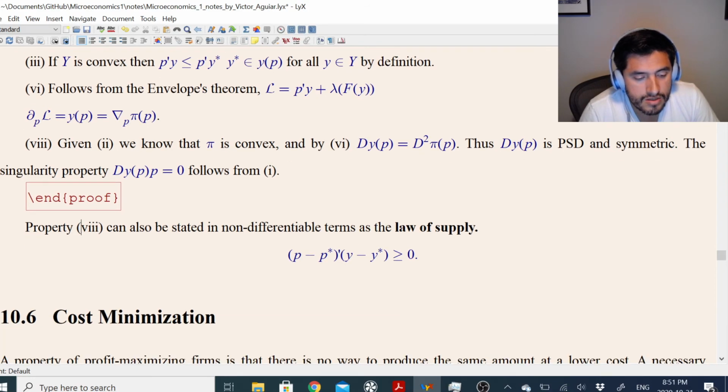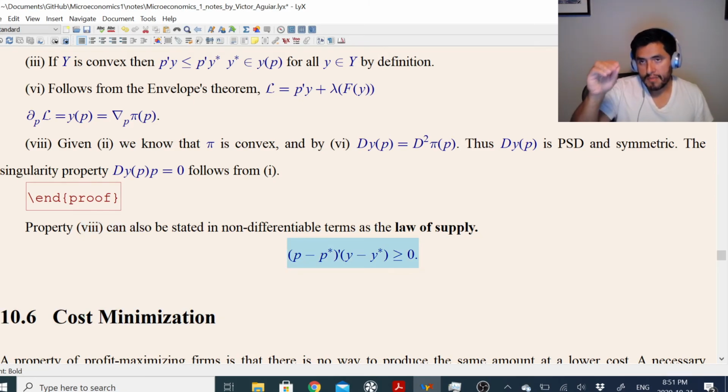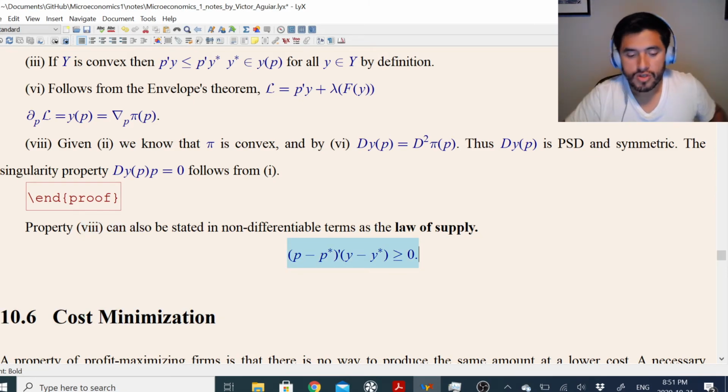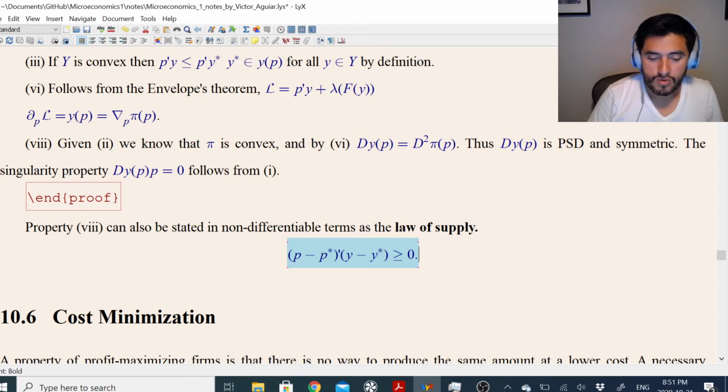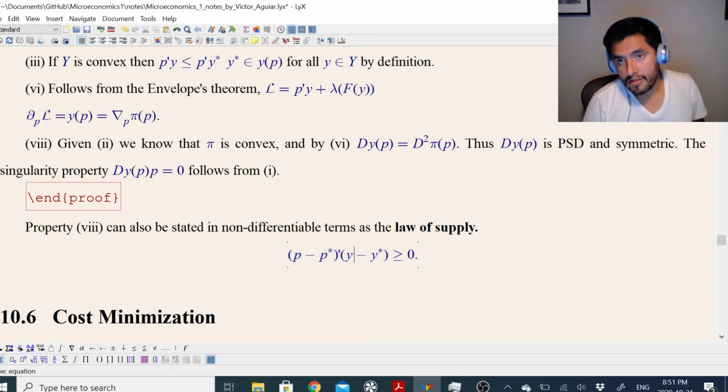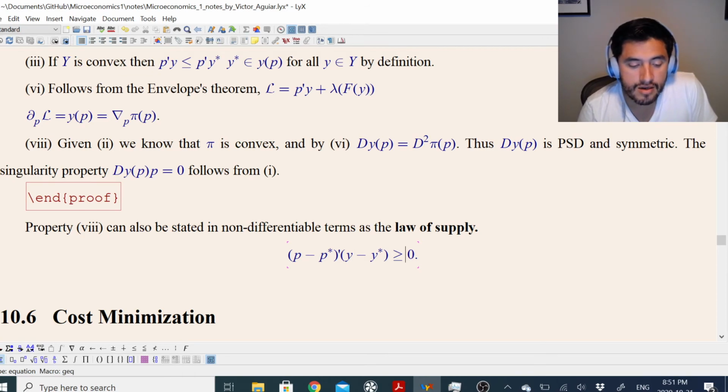Now, notice that the final property in terms of non-differentiable terms gives you the law of supply. So the difference between prices P and P star, in inner product with the difference of supplies or production plans Y minus Y star, has to be greater than or equal to 0. So positive semi-definiteness is equal to the law of demand.